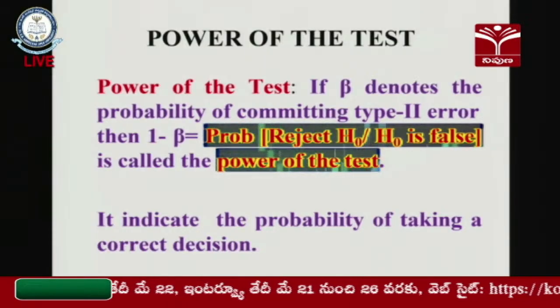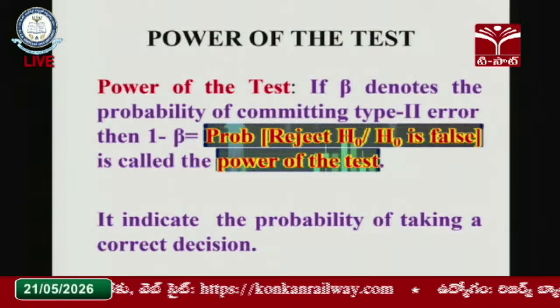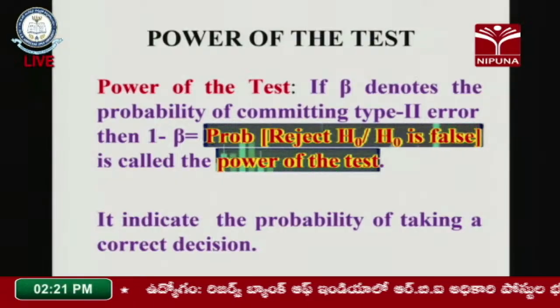This power of the test we can use while discussing the Neyman-Pearson Lemma concepts. The power of the test is very useful. To decide whether a test has the best critical region, we should find the best critical region based on the power of the test. It indicates the probability of taking a correct decision. If you know the beta value, 1 minus beta tells you about the power of the test.